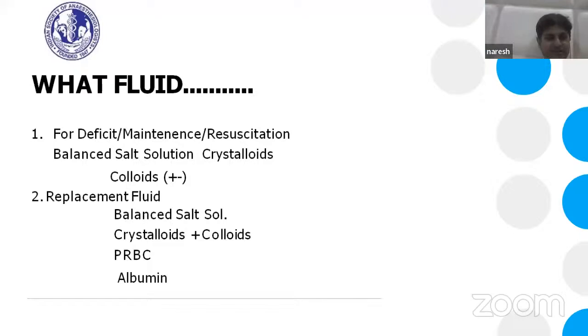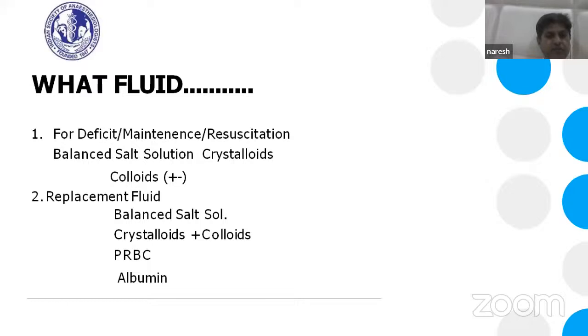What fluids? So for deficit fluid, for maintenance and for resuscitation, go for balanced salt solutions with or without colloids. We give balanced salt solution if the intravascular volume is not maintained. If the vitals don't maintain, we give some small amount of colloids, and then we shift to the crystalloids again. We maintain the balance like that.